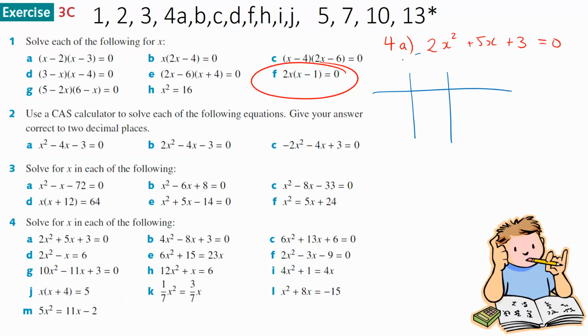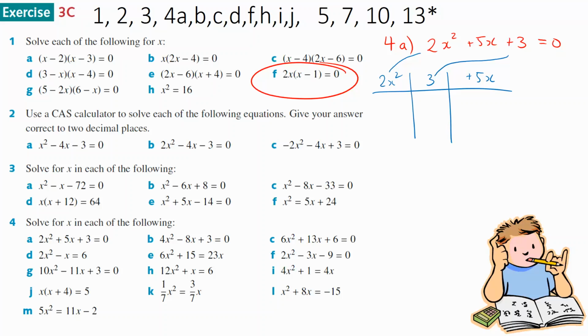You write down your first term, 2x squared. You write your last term, 3. Then you finally write your middle term, plus 5x. Let's try to factorize this. What are my factors for 2x squared? What are the factors of 2x squared, Finn?